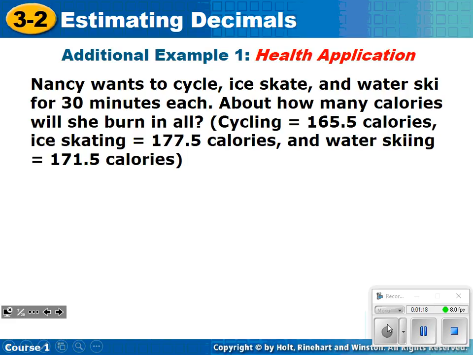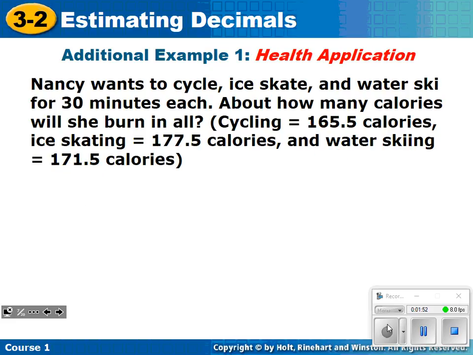Now, we want to estimate this. And I know a lot of you are going to want to round this, make this 170, then make this 180, and then make this 170. But what I want to do is cluster, which means I'm going to take all three of them and give me a number that's close, that would be a good representation of all three of them.